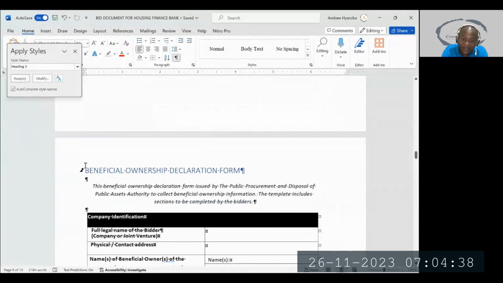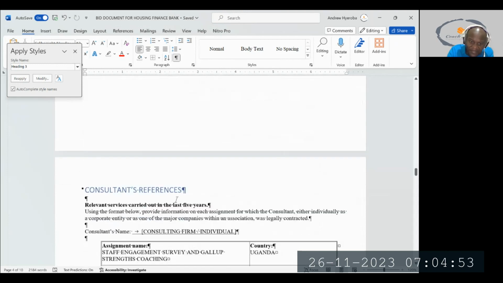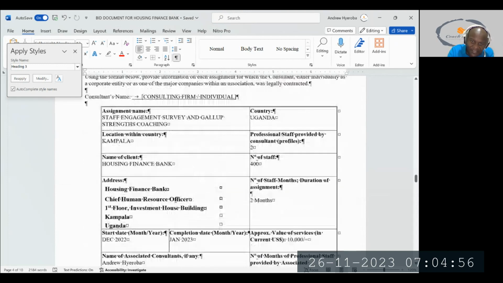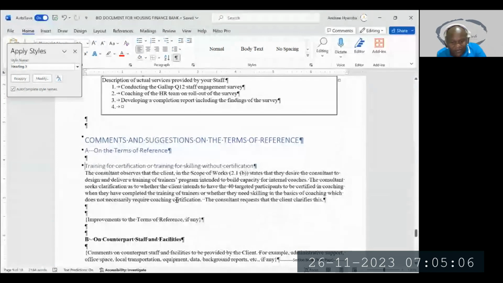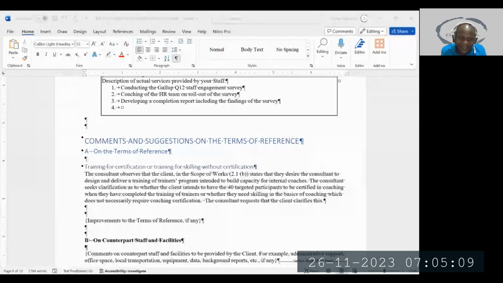There's a new one, the beneficial ownership declaration form. We just started filling these forms sometime this year, and it has now appeared in the PPDA bids. So this is a new one. Then consultants references, that has been there. And after looking at consultants references, how you can fill that, we went into looking at comments and suggestions on the terms of reference. Normally the 2 hours always catch us when we are digging into the meat of the proposal, which is more the technical.